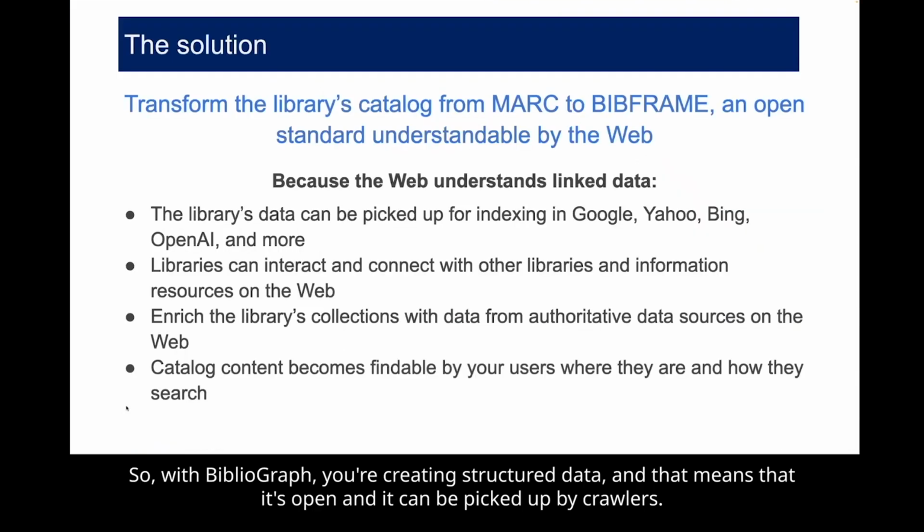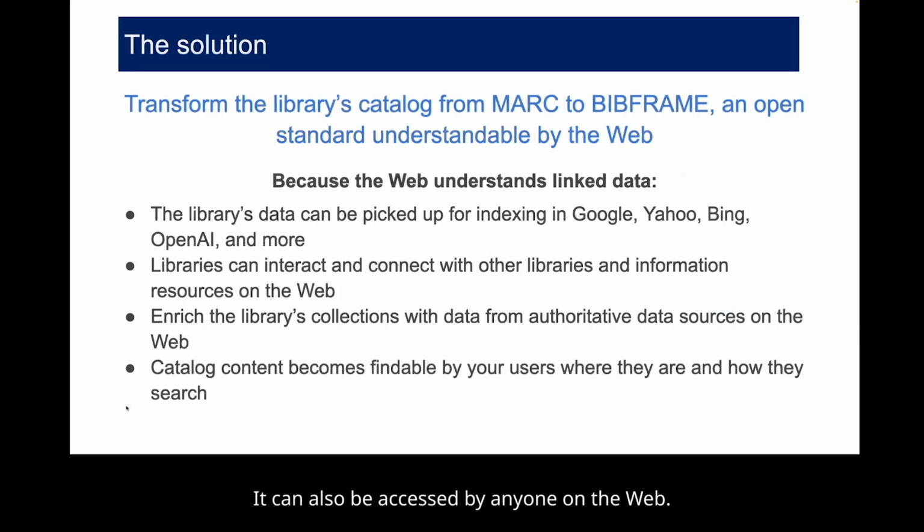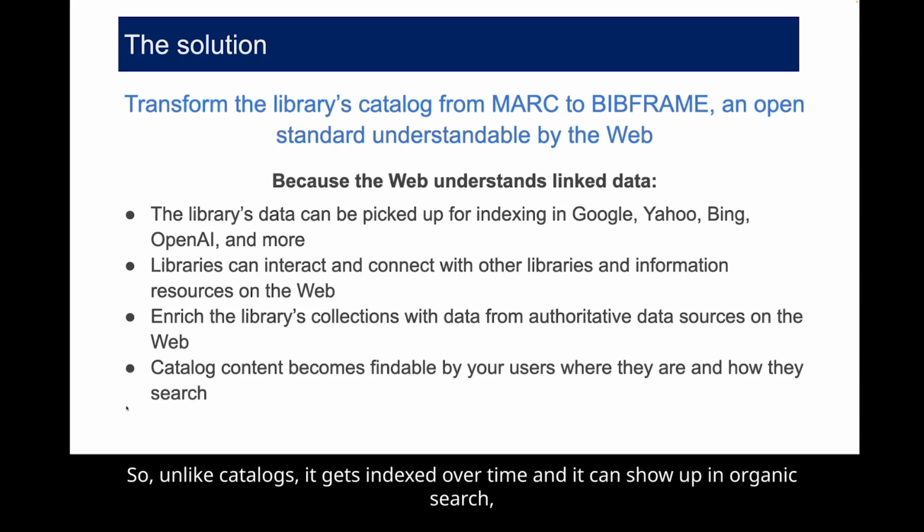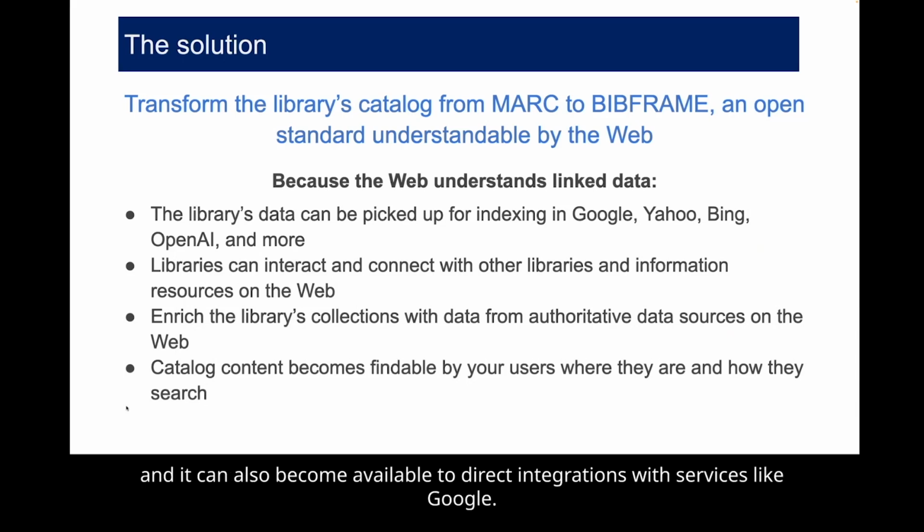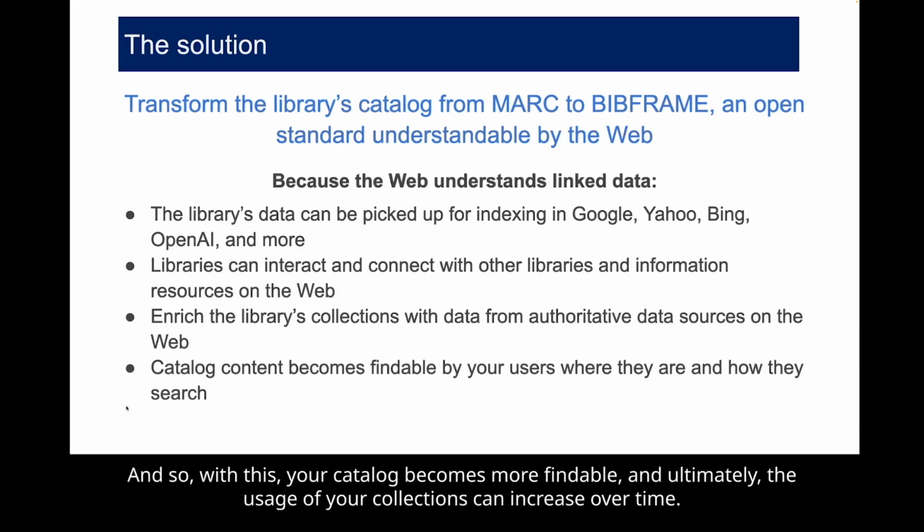So with Bibliograph, you're creating structured data, and that means that it's open and it can be picked up by crawlers. It can also be accessed by anyone on the web. So unlike catalogs, it gets indexed over time, and it can show up in organic search, and it can also become available to direct integrations with services like Google. And so with this, your catalog becomes more findable, and ultimately the usage of your collections can increase over time.